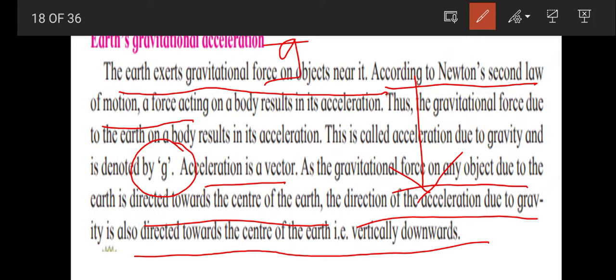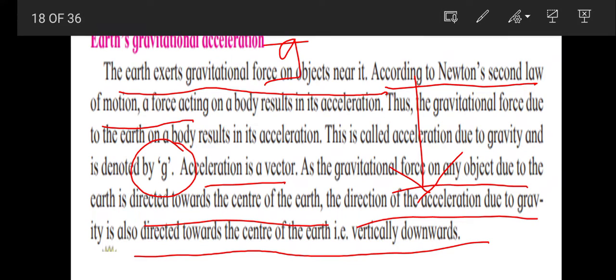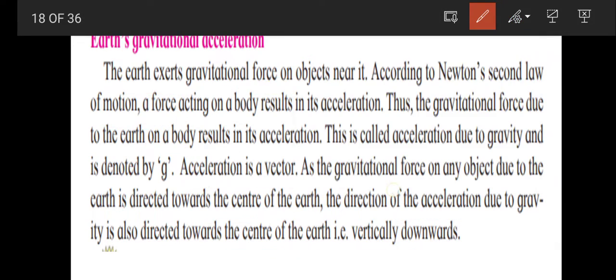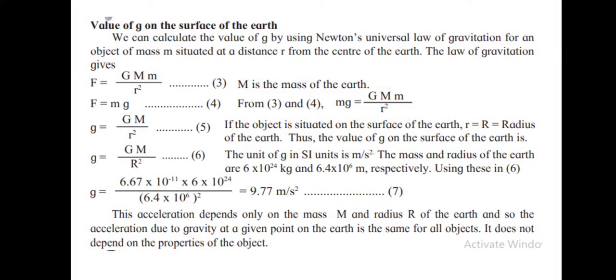So this is the earth's gravitational acceleration. In the exam they will ask the question, write a note on acceleration due to gravity, that is g. At that time you have to write this whole paragraph. I hope you understood this concept also. Now next one is the value of g on the surface. So how to find this one?